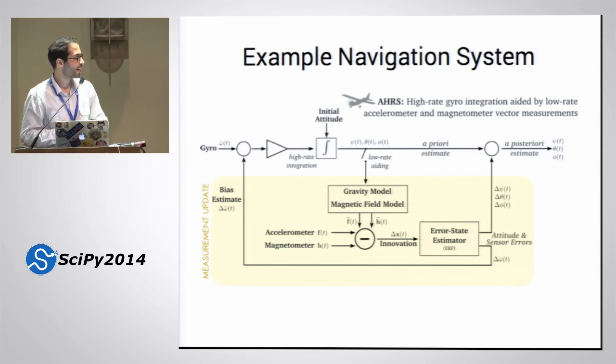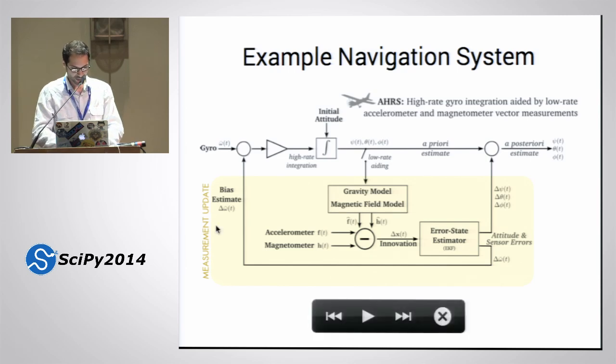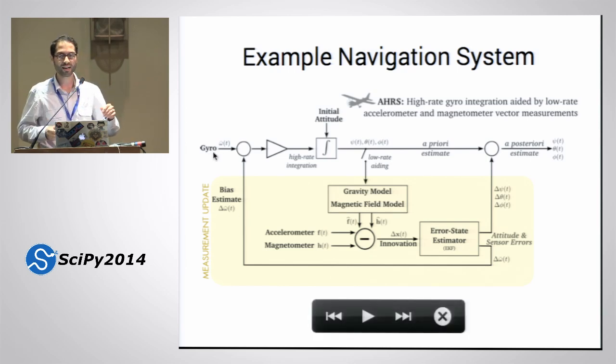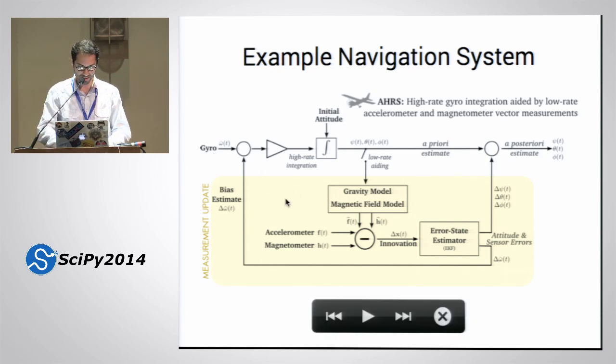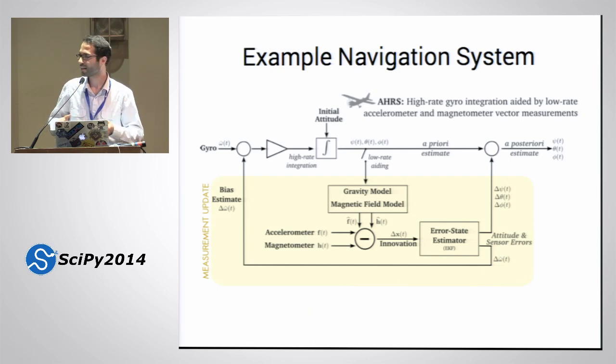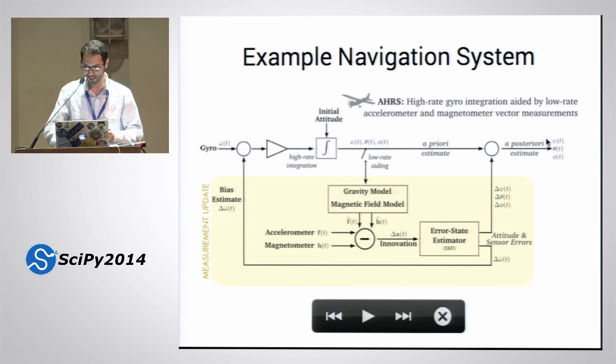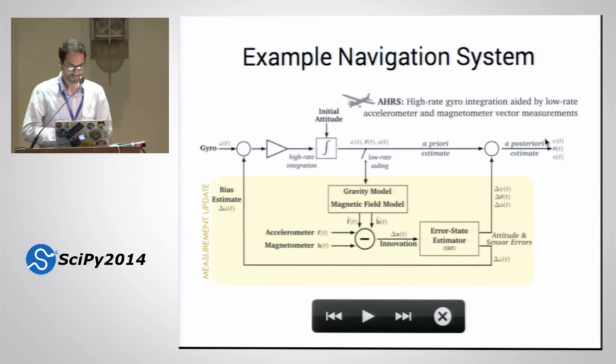So you have sensor measurements coming in from one side. Like here I have the gyros, which measure rotation rate on a small airplane, for example. And you have other sensors, like accelerometers that measure acceleration, magnetometers that measure the magnetic field. And you want to fuse all these to come up with the 3D orientation of the aircraft.